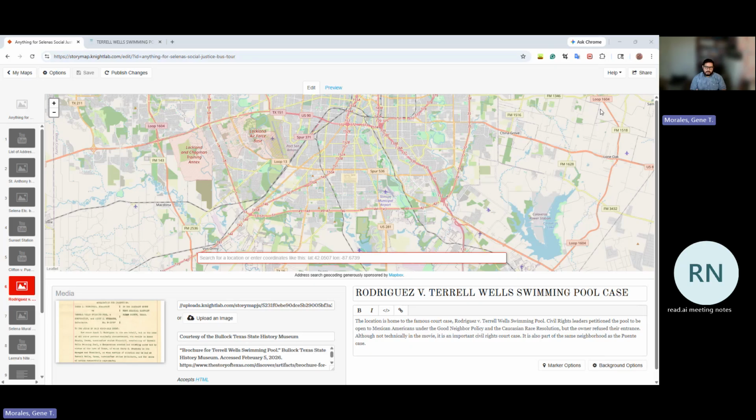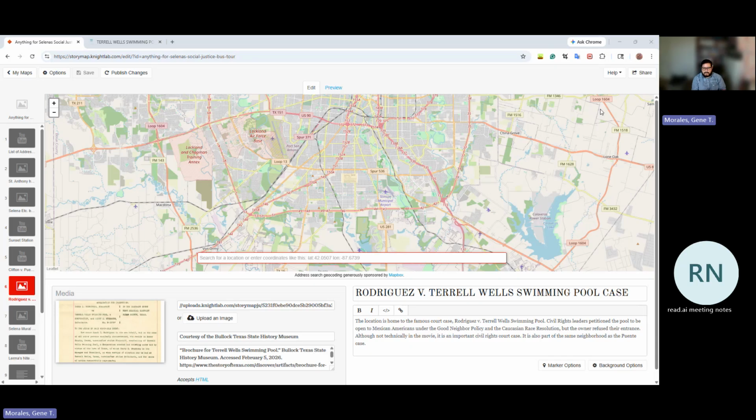This is the Terrell versus Rodriguez, or Rodriguez versus Terrell, pool case. This location is right next to McCollum High School on the south side of San Antonio. Might as well be in the parking lot, but it's really across the street. In this court case, Mexican American civil rights leaders petitioned for the pool to be open to Mexican Americans under the Good Neighbor policy and the Caucasian race resolution, but the owner refused their entrance. Although not technically in the movie, it is an important civil rights court case.